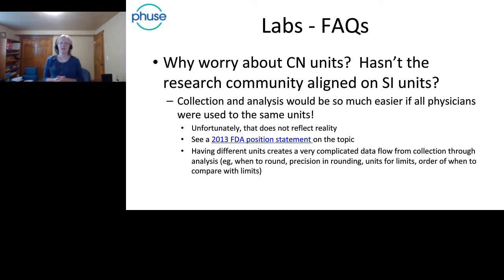Another frequent question is, why do we have to worry about conventional units? Hasn't the research community aligned on the SI, standard international units? Why do we oftentimes have to look at both units? And usually it's the statisticians who ask this. They're the ones who are saying, why do we have to make 2 sets of tables, or why do we have to provide 2 sets of units? Why do we have this in our data? Most medical people probably don't ask this question, but it does come up.